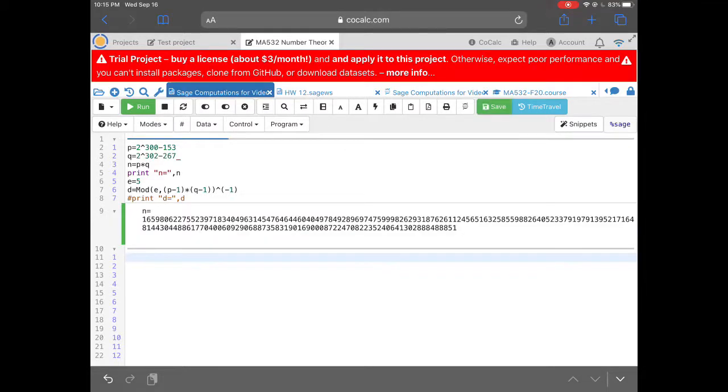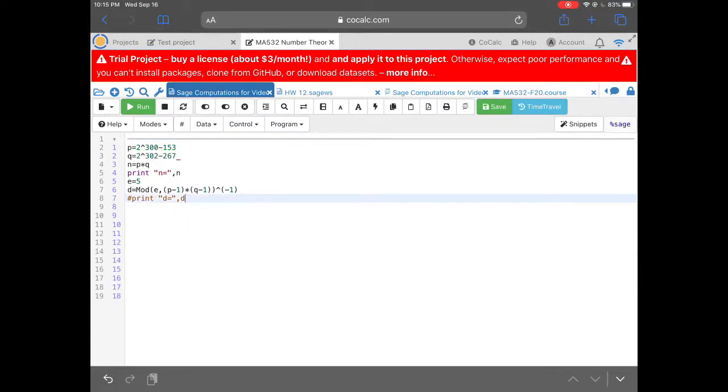Cool. Sage didn't take that long because this was too big. Everything was kind of defined above. But now, that's where I got the n from that I copy pasted to Notability a minute ago. And now I'll go ahead and show you what d is.